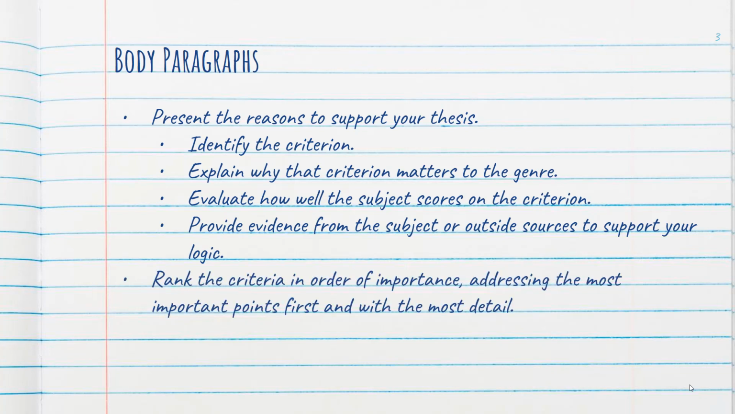Remember that generally we want to rank the criteria in order of importance, which traditionally means, and we'll talk about some exceptions to this in just a second, addressing the most important points first and giving them the most detail, spending the most time on them. So if I decide that the most important thing about a fast food restaurant is the quality of the food, then I'd spend the most amount of time on that criterion. I wouldn't spend a bunch of time on, say, the mascot for it. I would spend my time on what's most important. And usually that means addressing the most important issues first.